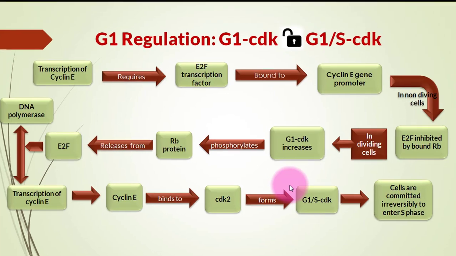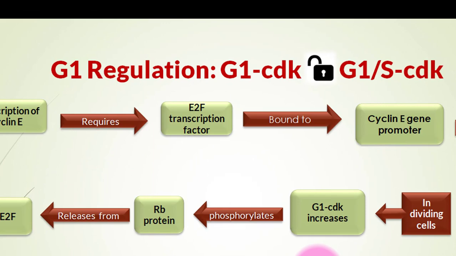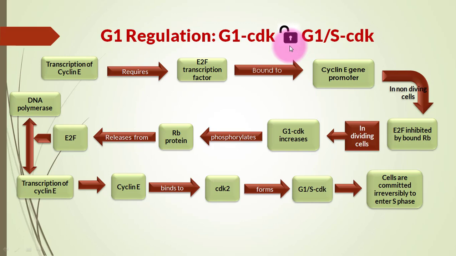Now we go into details of the regulation of the cell cycle. In the G1 phase, the regulation of G1 phase is actually through the formation of the G1-CDK complex, and this will trigger the formation of G1/S-CDK. So let's talk about it in detail.